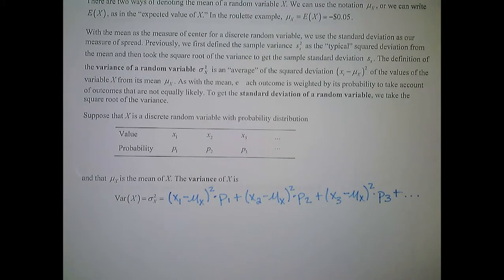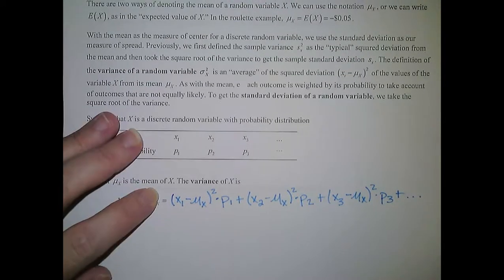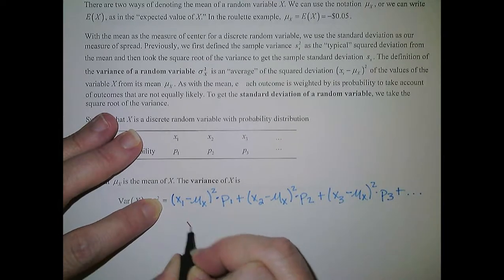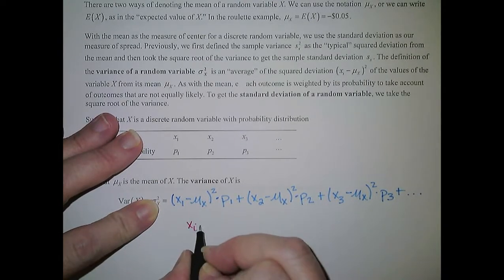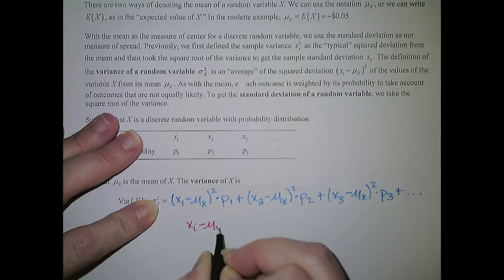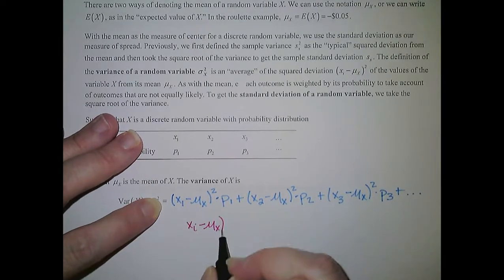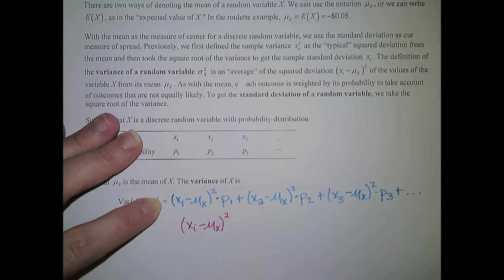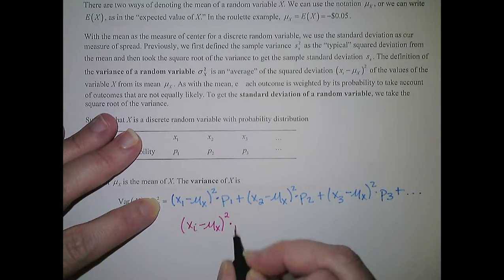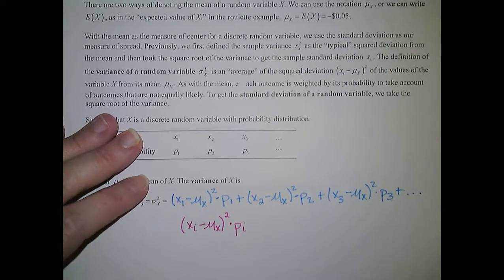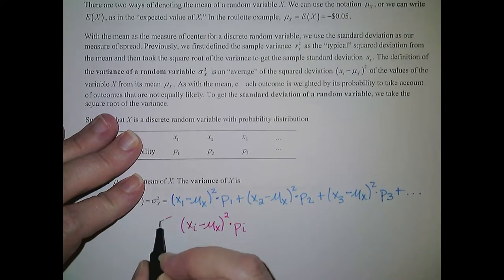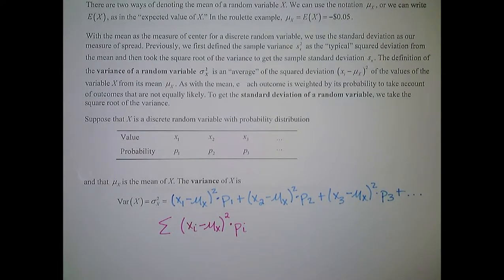In other words, we have to take each observation, x sub i, subtract the mean of the random variable, square that, weigh it by multiplying it times the probability of each of the outcomes, and take those for each observation and then add them together. This gives us the variance, and just like before, once we know the variance, we can calculate the standard deviation simply by taking the square root.